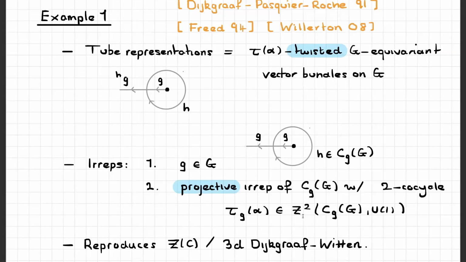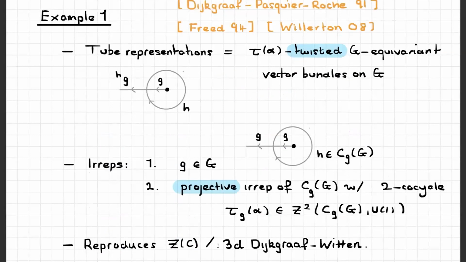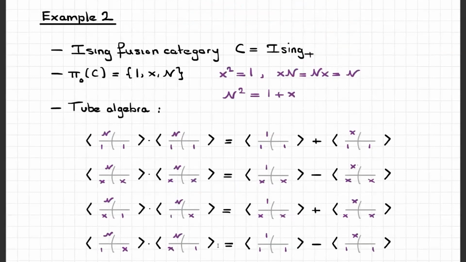Okay. And indeed, this was the point of the works at the top, but this reproduces, or this is one description of three-dimensional Dijkgraaf-Witten theory based on a group and the anomaly alpha. So that's basically all invertible cases in 2D. You can also play with non-invertible cases.